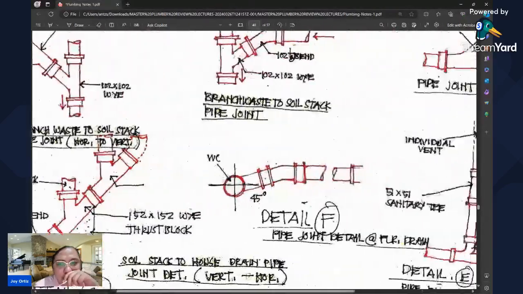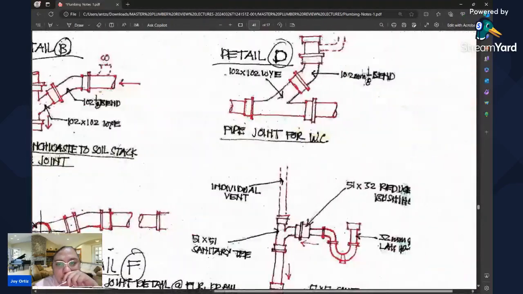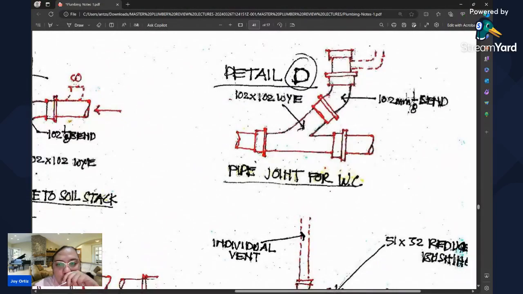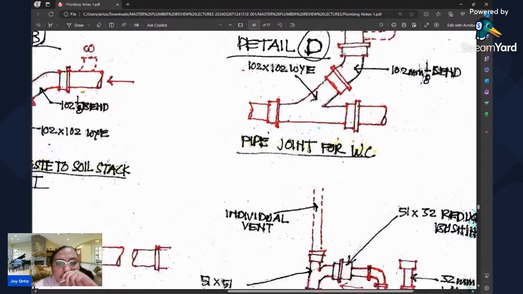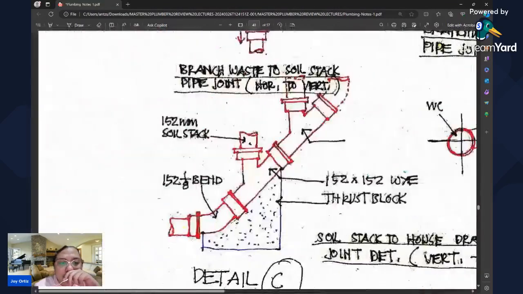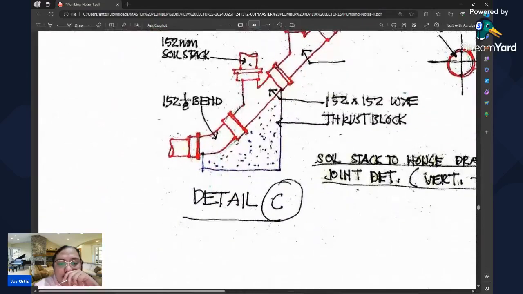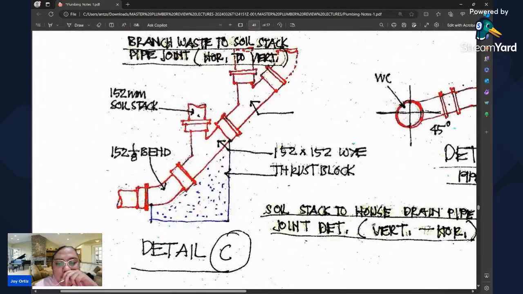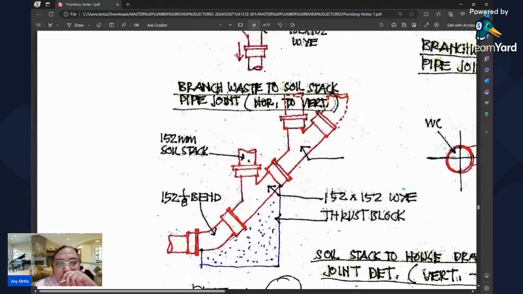Horizontal to vent. This is another horizontal to vent. This is the pipe joint for the water closet. This is the water closet. And we also have the 102 by 102 Y. And this is detail C, which is the soil stack to house drain joint, vertical to horizontal.